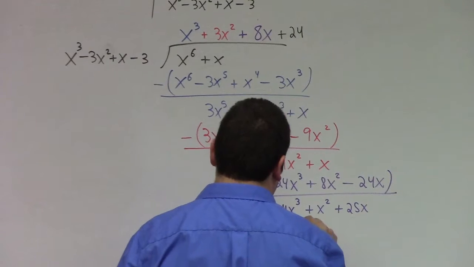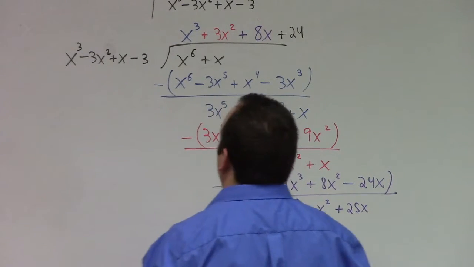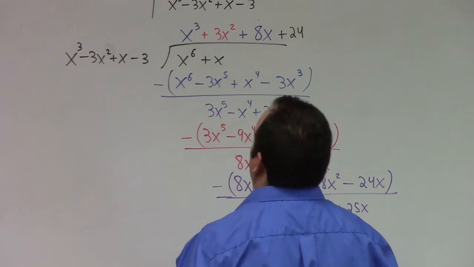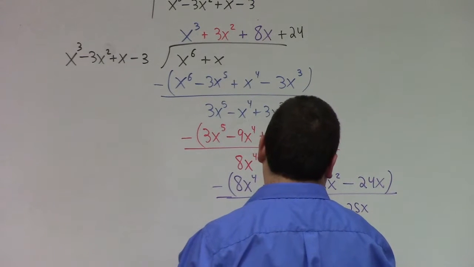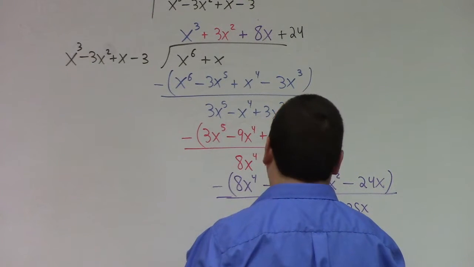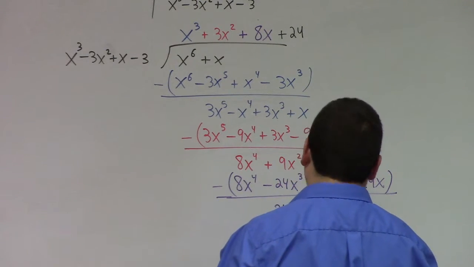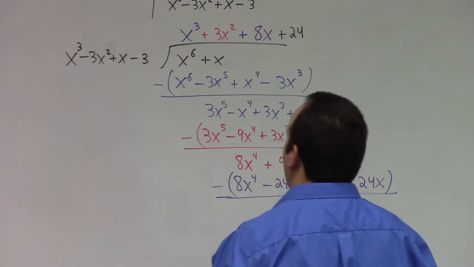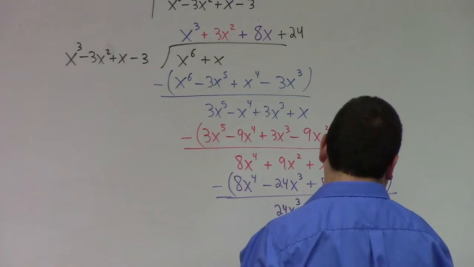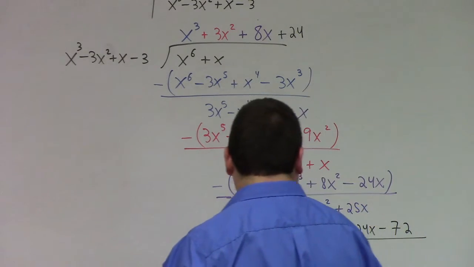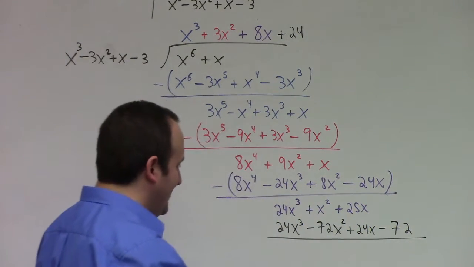24x cubed. Fine. Minus 72x squared plus 24x. You guys, you're bad people. Minus 72. You shouldn't delight in the suffering of others. It's not the Liberty way.